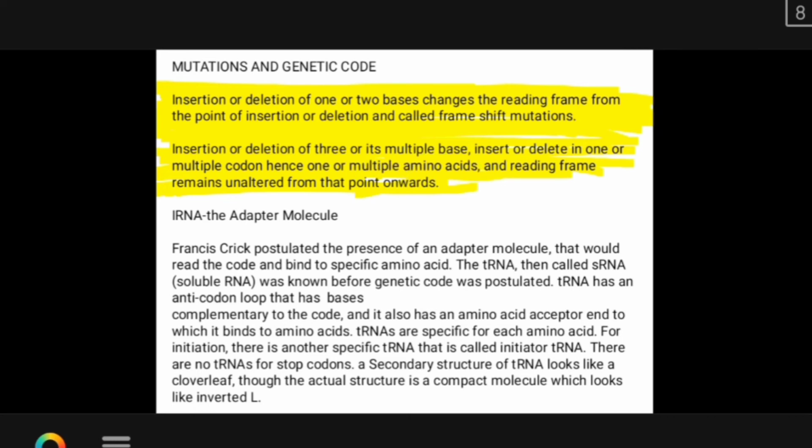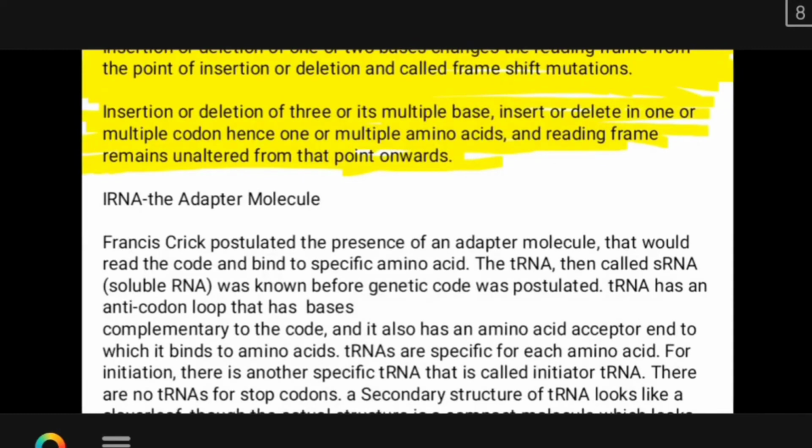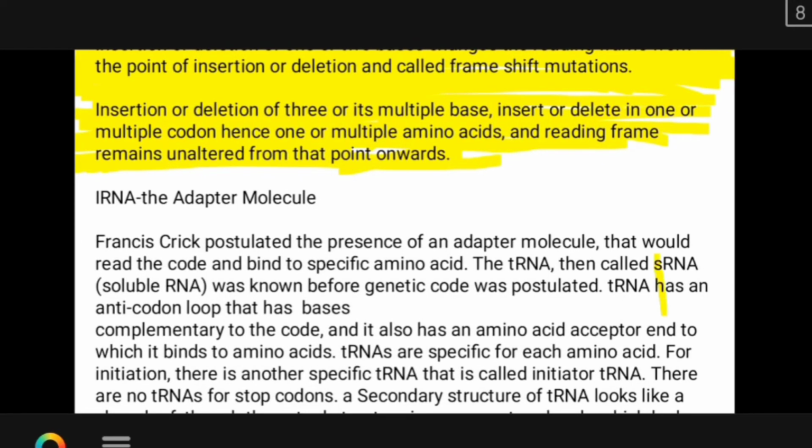tRNA as the adapter molecule. Here there is a printing mistake, it should be tRNA. Francis Crick postulated the presence of an adapter molecule that would read the code and bind to a specific amino acid. The tRNA, then called sRNA, also called soluble RNA, was known before the genetic code was postulated. tRNA has an anticodon loop that has bases complementary to the code, and it also has an amino acid acceptor end to which it binds amino acids. tRNAs are specific for each amino acid, and for initiation there is another specific tRNA called the initiator tRNA.